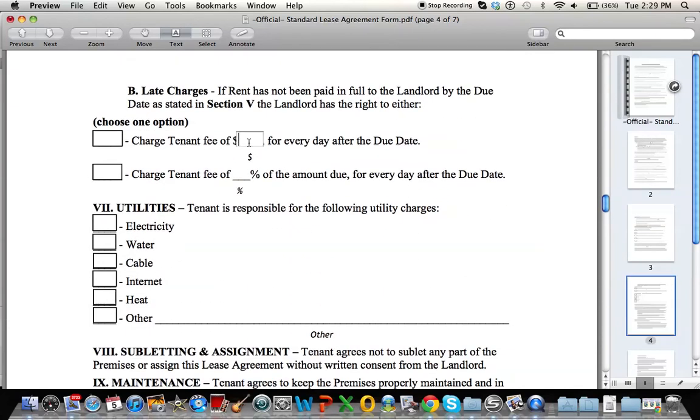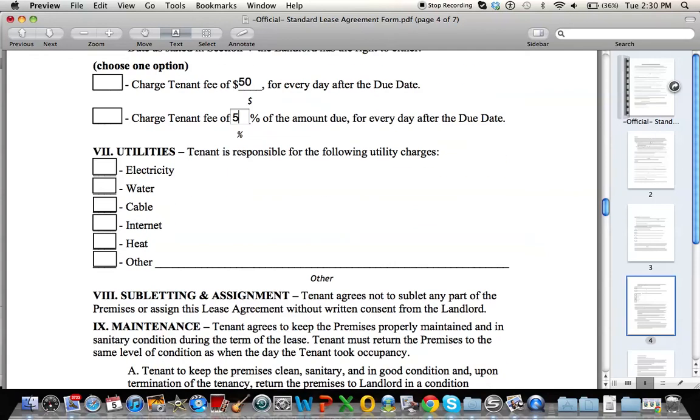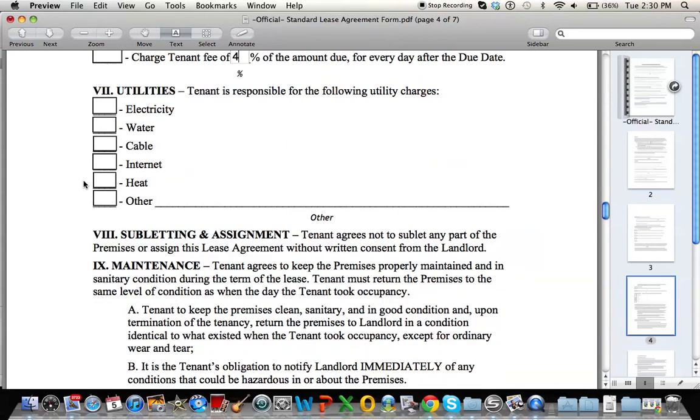Late charges. Charge tenant a fee of, let's just call it $50 for every day after the due date, which is June 1st. Or you can have a percentage down there and just call it 5%. Tenant is responsible for the following utility charges. In New York City, generally, it's electricity and water; heat is usually included. Say you're going to have internet, you're going to pay for that, and cable.